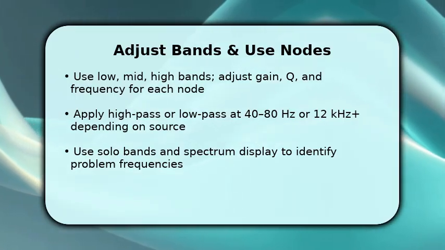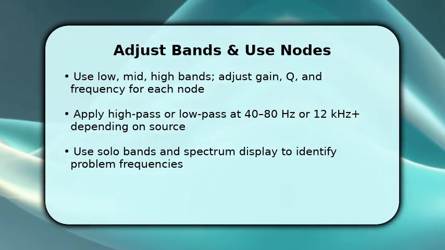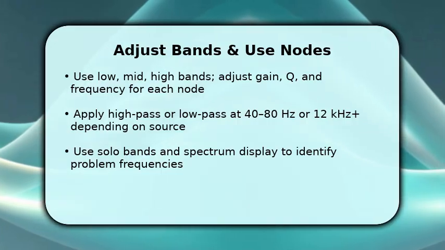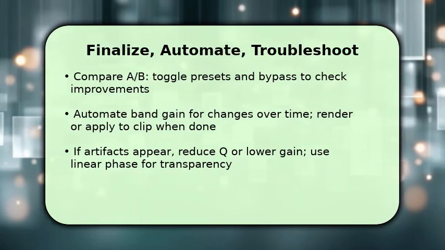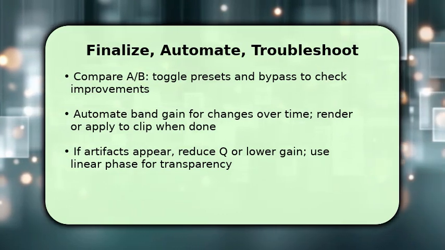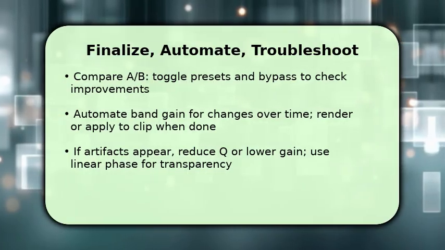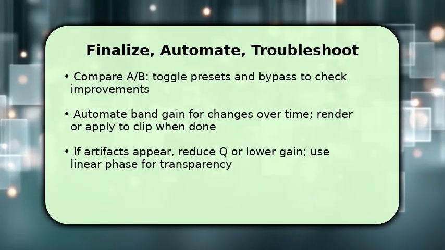Make sure to solo individual bands and watch the spectrum display so you can find resonances or masking frequencies. This helps you reduce muddiness rather than merely increasing loudness. You finish by comparing A versus B and toggling bypass so you confirm net benefit. Small changes usually sound more natural. Automate band gains if the tonal balance shifts across the track, then render or apply the effect to commit.